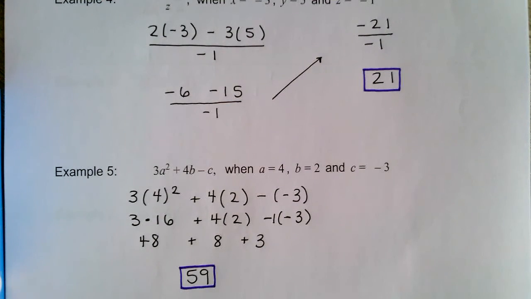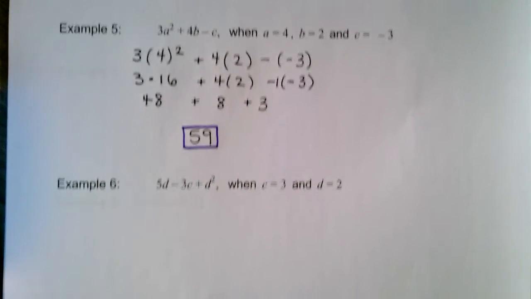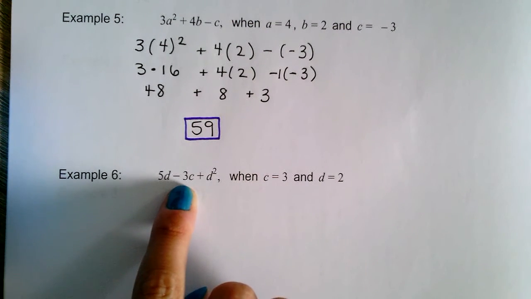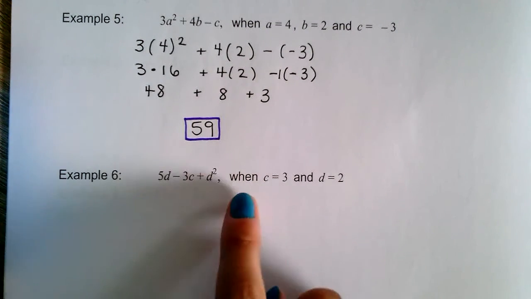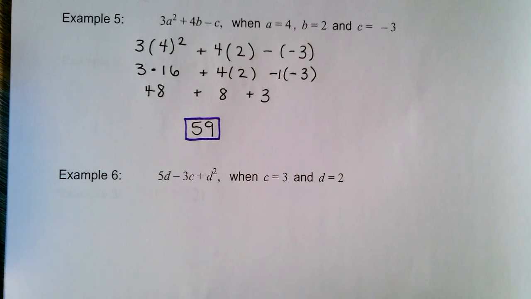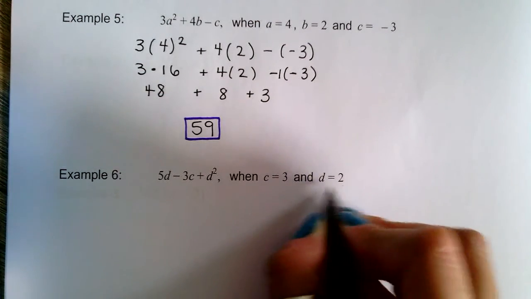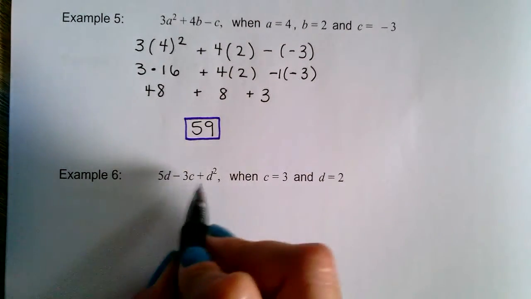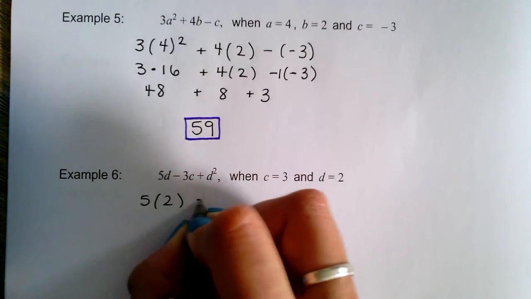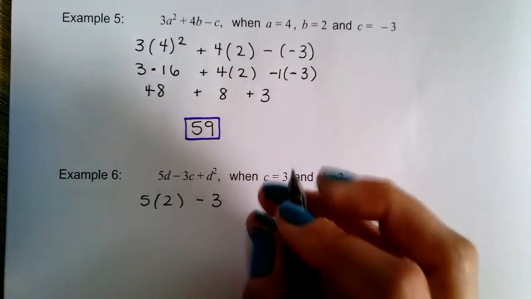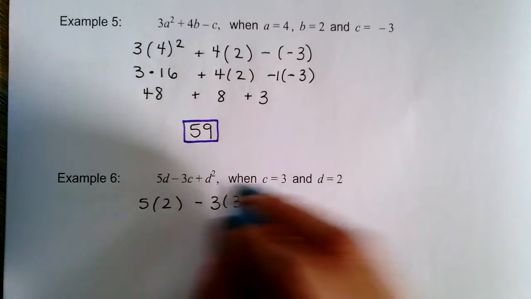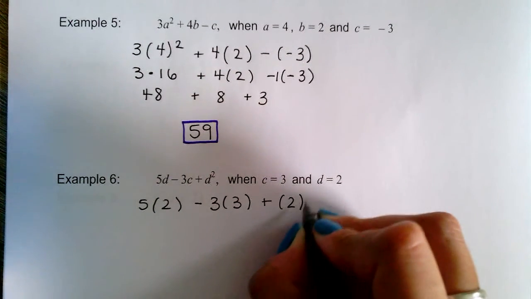All right, we've got one more example in your notes here today. So what we're going to do in that last one is look at 5d minus 3c plus d squared, when c is equal to 3 and d is equal to 2. So let's plug those values in. Everywhere we see a d, we're going to replace them with 2, and we actually have 2 of those here. So we're going to do 5 times 2 minus 3, but instead of c, we're plugging in 3. Plus, and instead of d squared, we're going to do 2 squared.